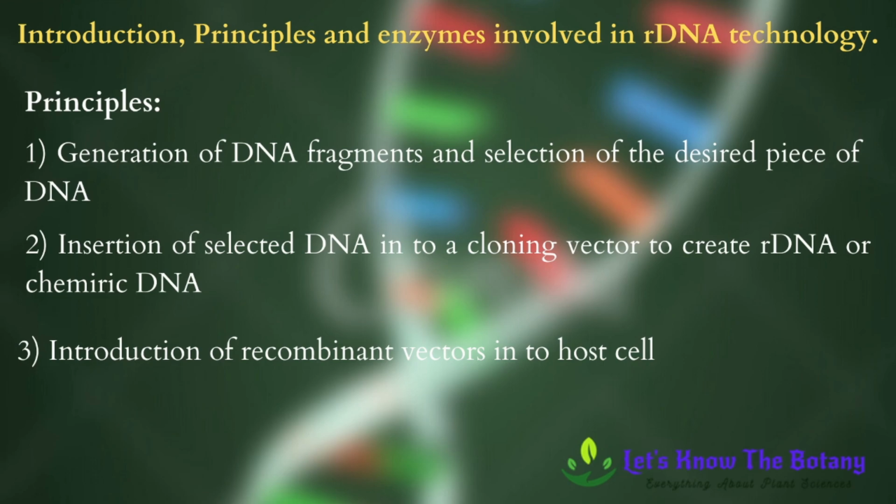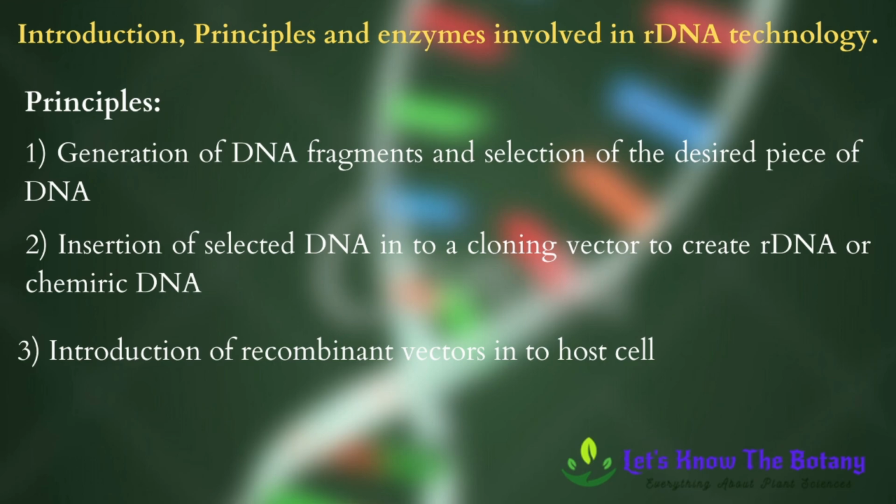As far as the principles of this technology are concerned, it has 4 to 5 different principles or steps, we can say. The first step or principle is the generation of DNA fragments and selection of the desired piece of DNA. The DNA fragment is selected and the characters which are required are selected from that particular DNA.